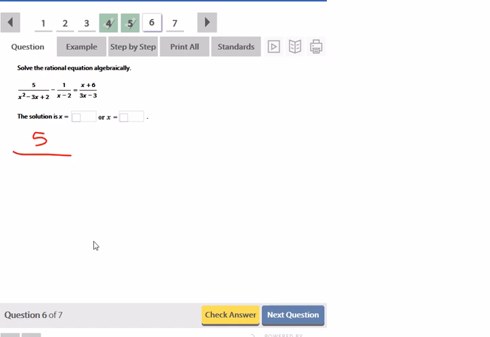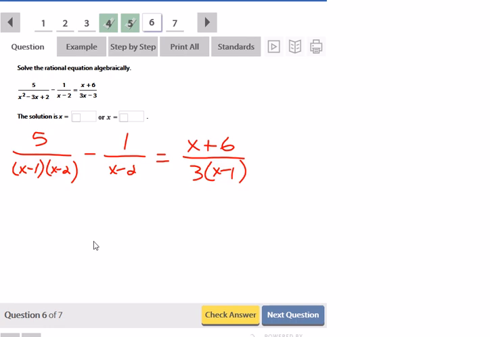So 5 over, this is going to be x minus 1 and x minus 2, minus 1 over x minus 2 is equal to x plus 6, and even though I'm getting ahead of myself, I'm going to go ahead and factor this already and say 3 times x minus 1. I factored out a 3. Back to the left side, my LCD here is going to be x minus 1 and x minus 2.